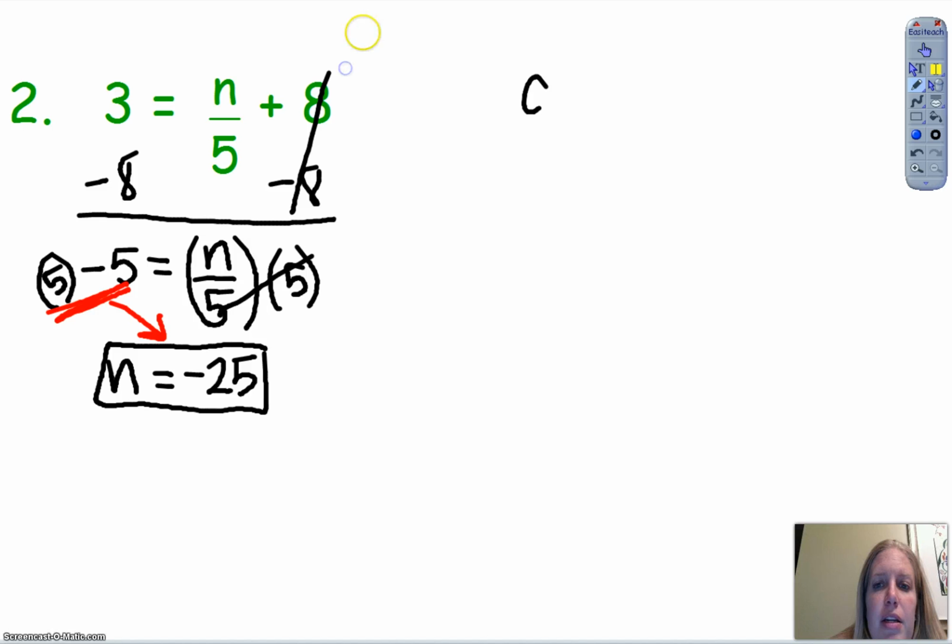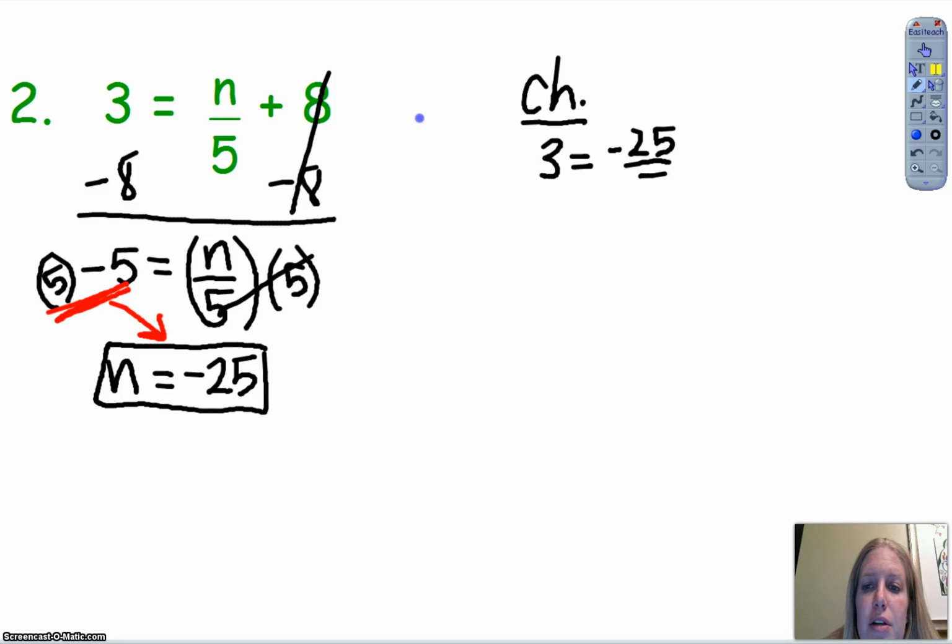Okay, to do our check, we write 3 equals. You do not rearrange what was given. You keep the exact problem that you started with, so the green cannot change. 3, and then I write negative 25 over 5, or divided by 5, plus 8. And I know that this division here will equal negative 5. Negative 5 plus 8 is 3. 3 equals 3. And that works.